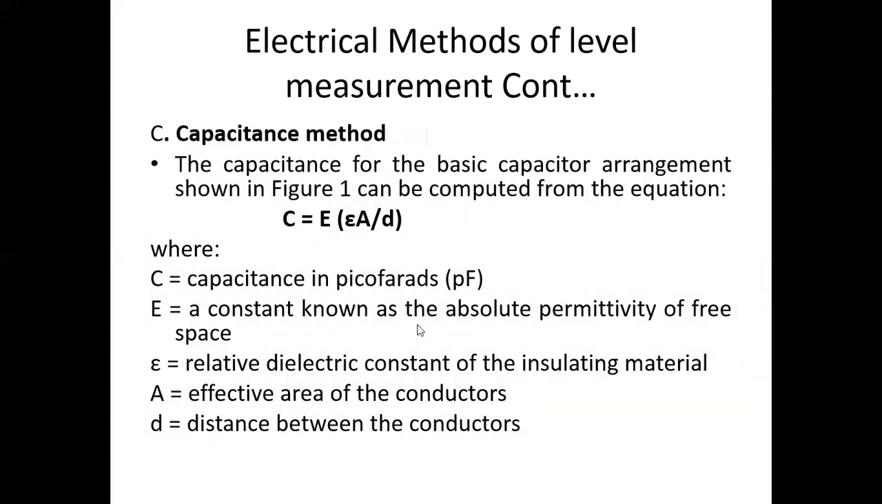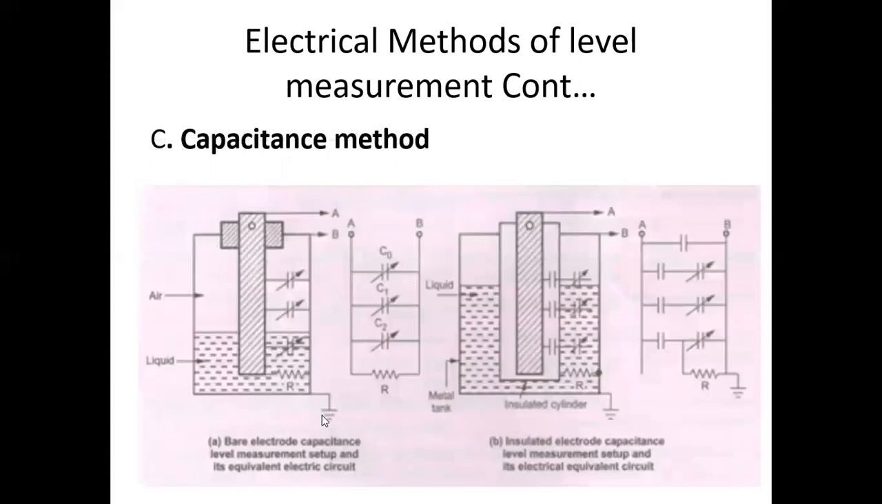This is the connection diagram used to measure the liquid level. This is a cylinder. This is your liquid, and these are the variable capacitors, and resistances are connected to one side of the tank and the middle, and according to this capacitance value, we can measure the liquid level.